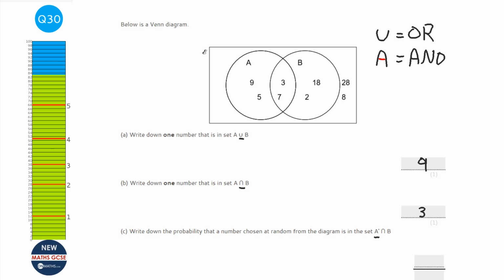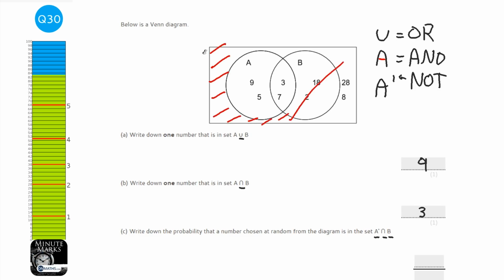Now this little symbol here, okay, it's an A with a dash. That dash there means not. So we're looking for numbers that aren't in A and are in B. Well, let's have a look at where not A is. Well, it's anywhere around here. Anywhere around here is not in A.